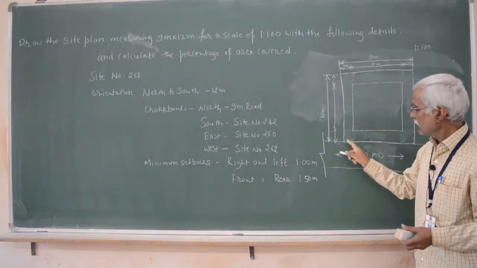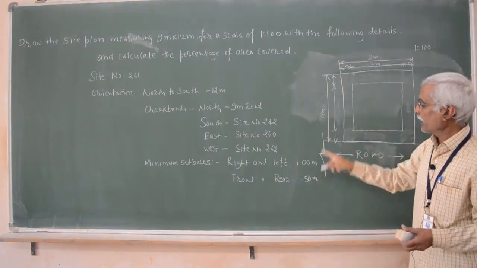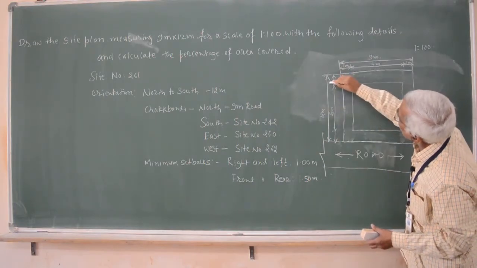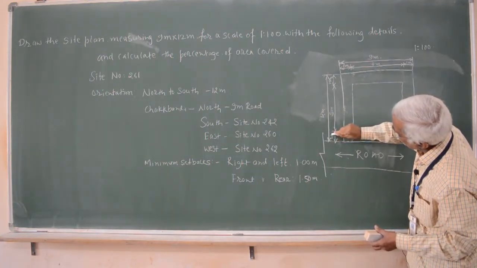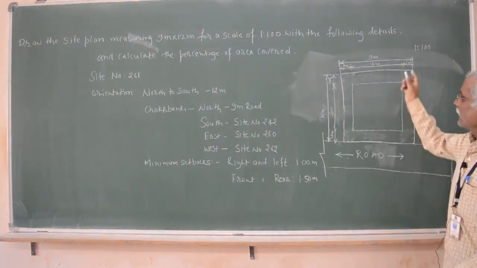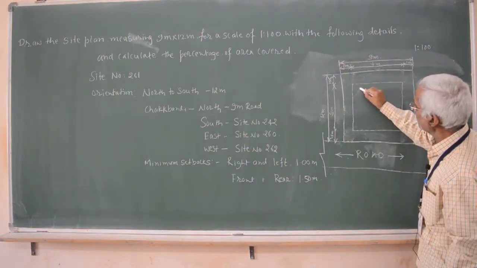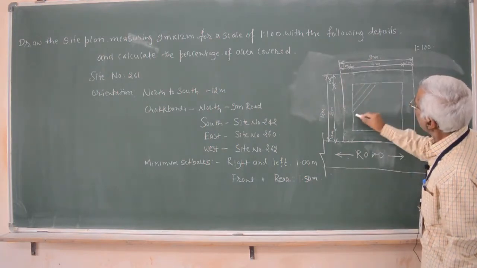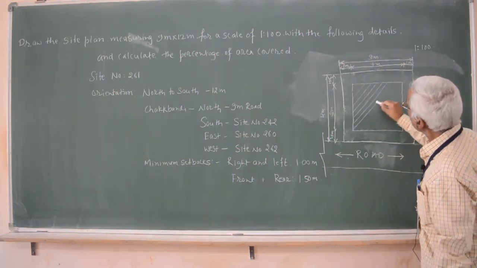12 meter minus 1.5 front and 1.5 back. That means 12 minus 3. That becomes, here it is 9 meter, and this is 1.5 meter, and it is also 1.5 meter. Now lettering. Now after that, in the block, that is building area, you have to draw 45-degree lines at equal distance to show the building area.